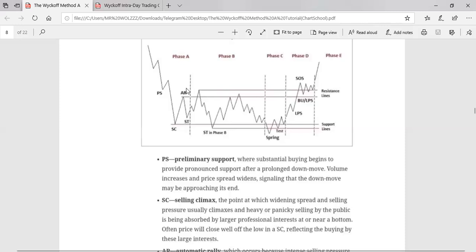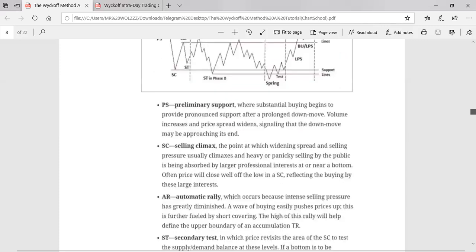So we have the automatic rally. Most times when you have an automatic rally, it's going back to retest the PS. Automatic rally occurs because intense selling pressure has greatly diminished, so a wave of buying easily pushes price up. This is further fueled by short covering. The high of this rally will help define the upper boundary of an accumulation TR.